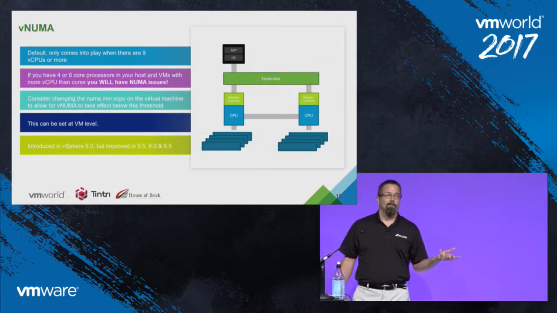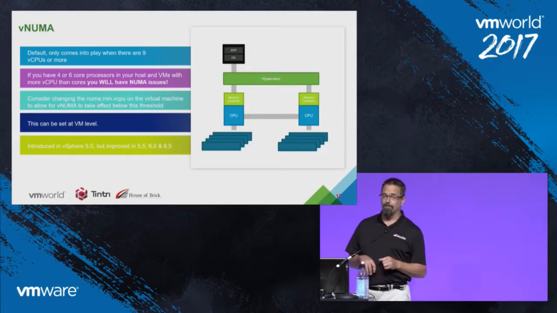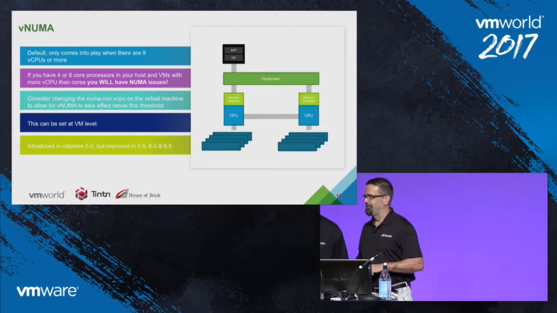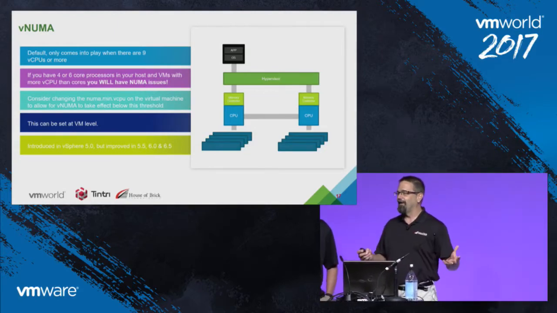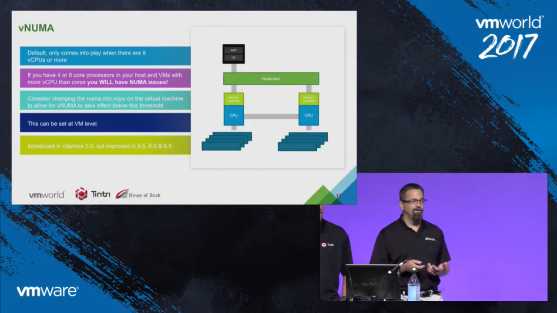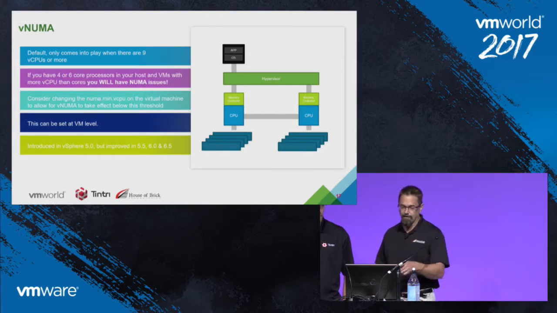So vNUMA, this is basically the VMware part of it. It only comes into play when you've got 9 vCPUs or more. Every doc from VMware says greater than 8. I don't know why people like greater than 8, because you can't do 8.1. Just say 9. A lot of people I run into tell me that vNUMA comes into play at 8 vCPUs. It does not. It has to be 9. It has to be greater than 8.